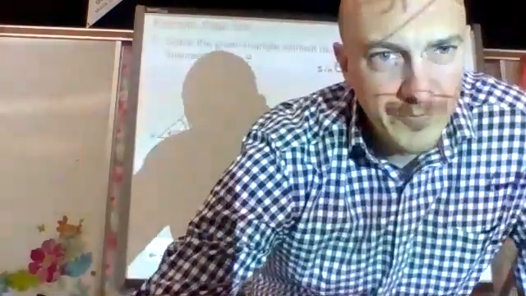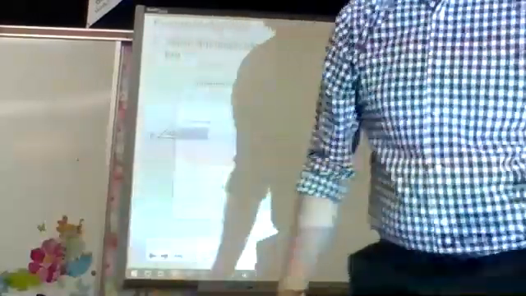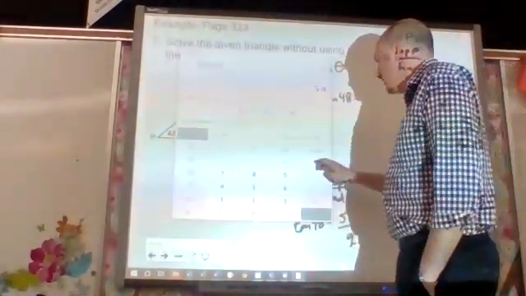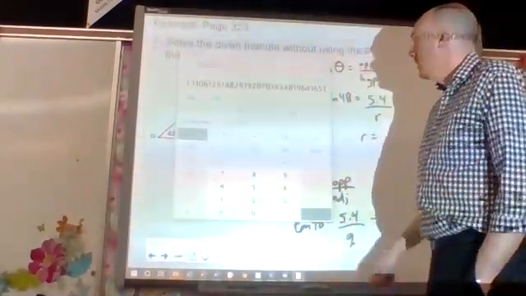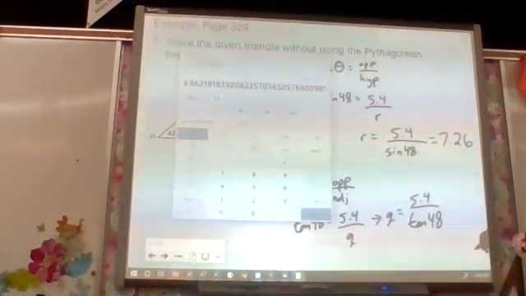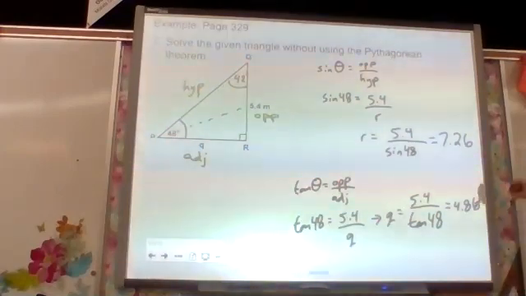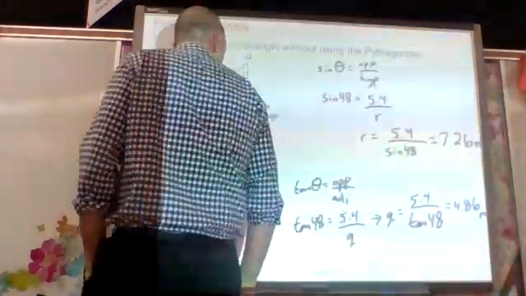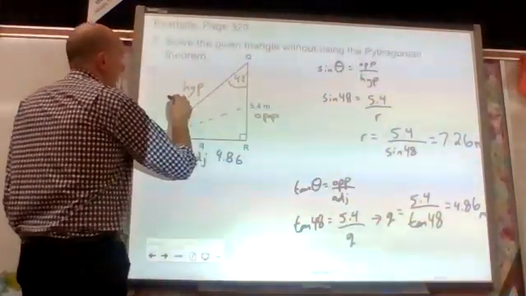And then 5.4 divided by tan 48. 5.4 divided by the tangent here. And the tangent of 48 is 1.11, but 5.4 divided by it is 4.86. Okay, what units do I need? Meters. Let's put those numbers in. Q is 4.86. And R is 7.26.